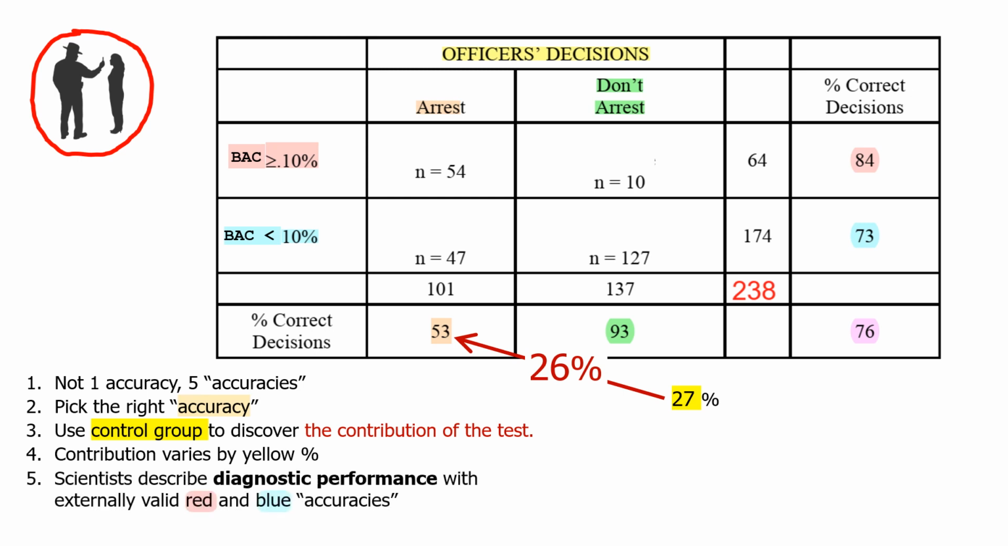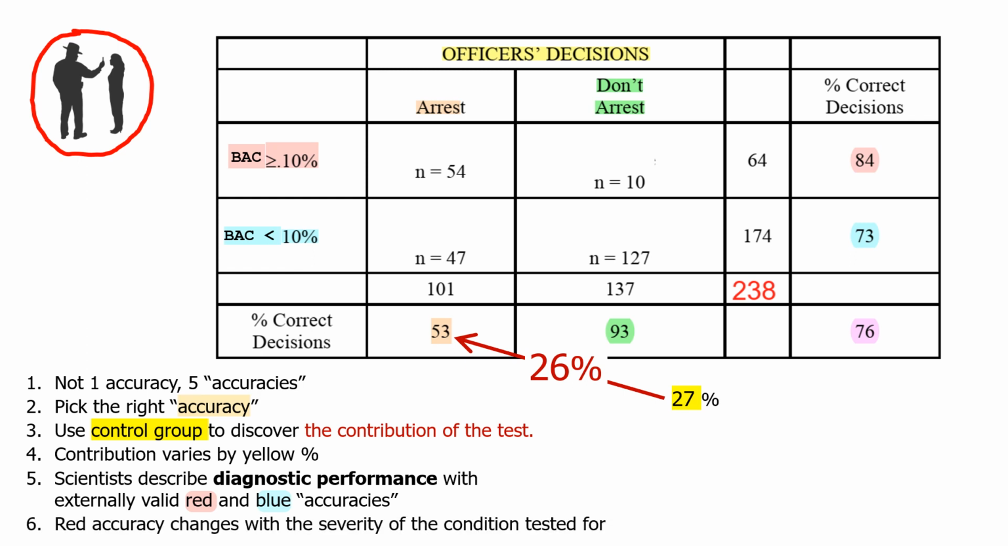Scientists do describe the strength of diagnostic tests. They quantify the diagnostic performance of tests with the red and blue accuracies. Those 2 numbers don't change as the yellow prevalence changes. They are properties of the test, just like the diameter and mesh size are unchanging properties of the fishnet. These scientific accuracies have names. Red is sensitivity, blue, specificity. When scientists describe a test, they quantify its diagnostic performance with two numbers, sensitivity and specificity. You need to know that fact, and you need to know those names.